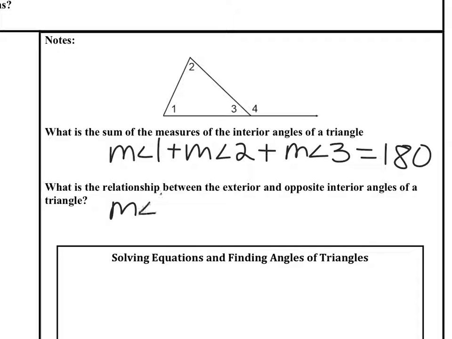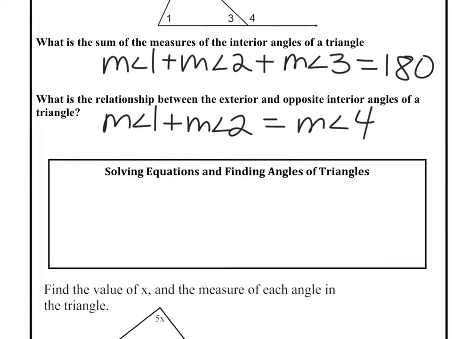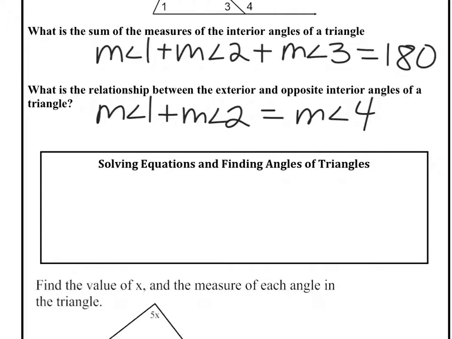Measure angle 1 plus the measure of angle 2 equals the measure of angle 4. And you saw me tear pieces of 1 and 2 and put them on angle 4, and they fit perfectly, which means that they add up to that angle. So today, we're taking that knowledge and applying it, and we're going to be doing things a little bit more complicated. So here's your steps for this.